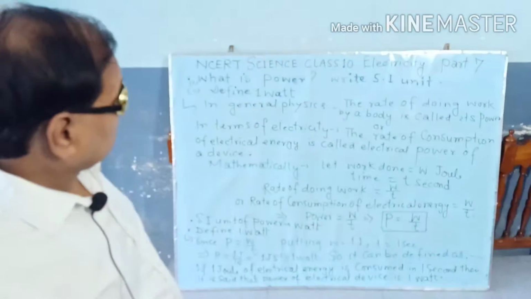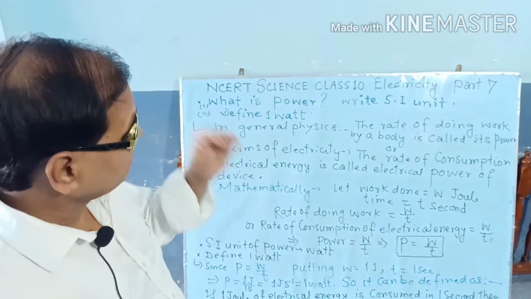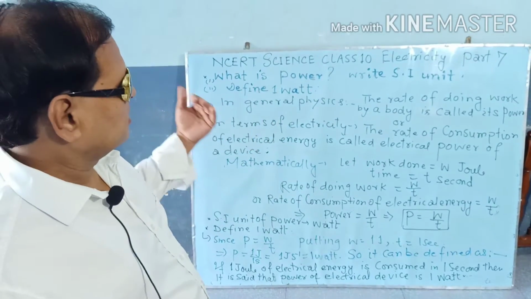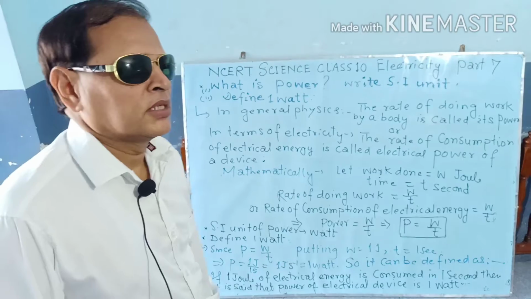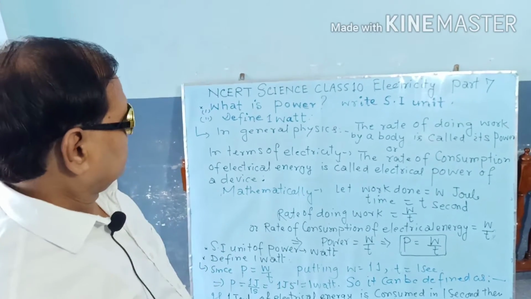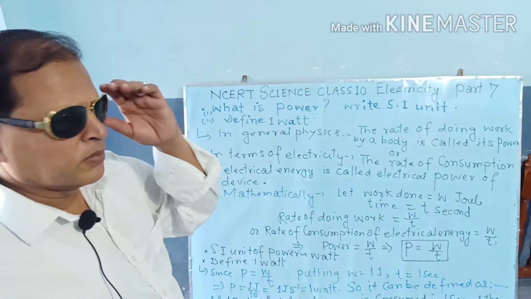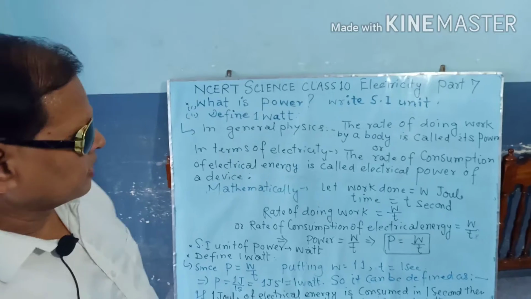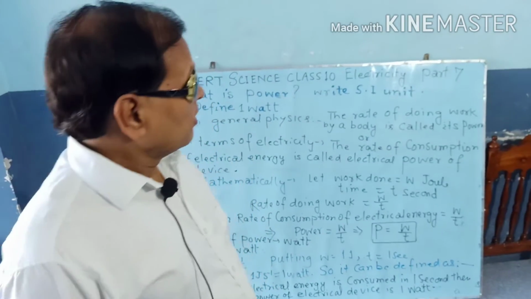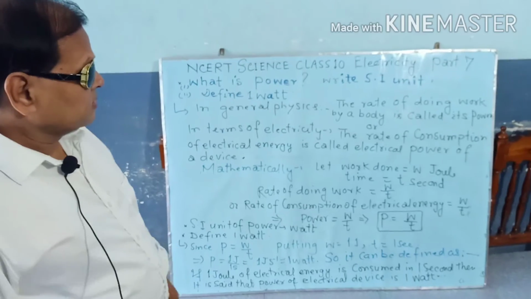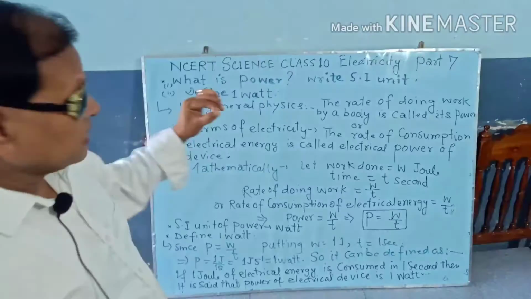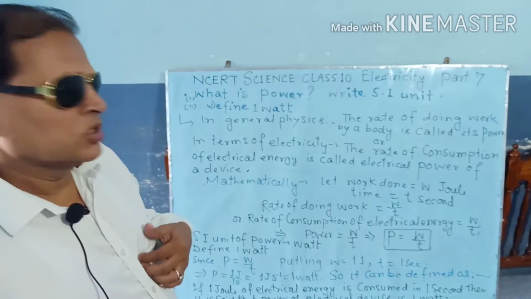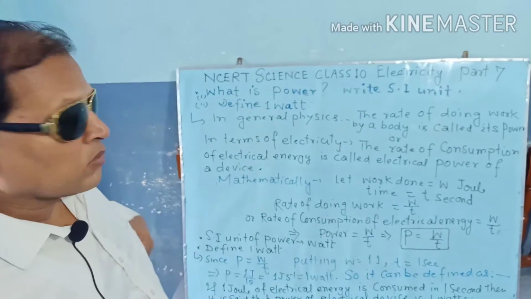What is power? In general physics, there are various branches of physics: general physics, heat and thermodynamics, optics, so many branches. In general physics, the rate of doing work by a body is called power. In the case of electricity, the rate of consumption of electrical energy is called the electrical power of a device.